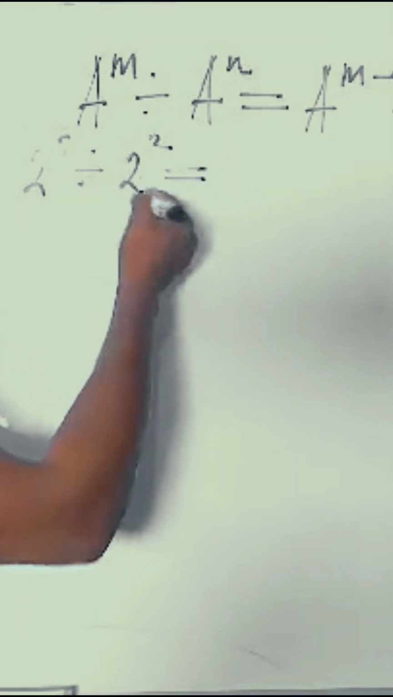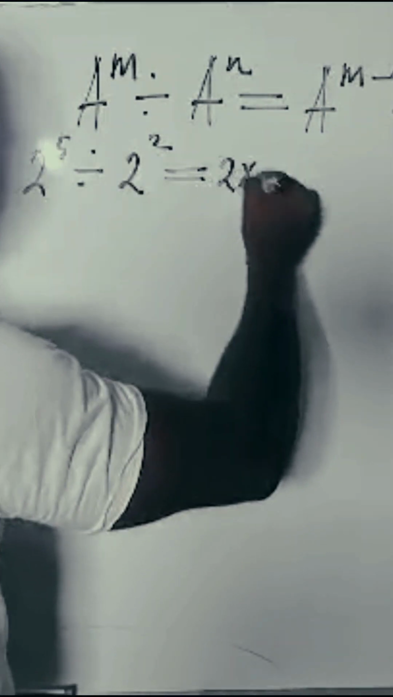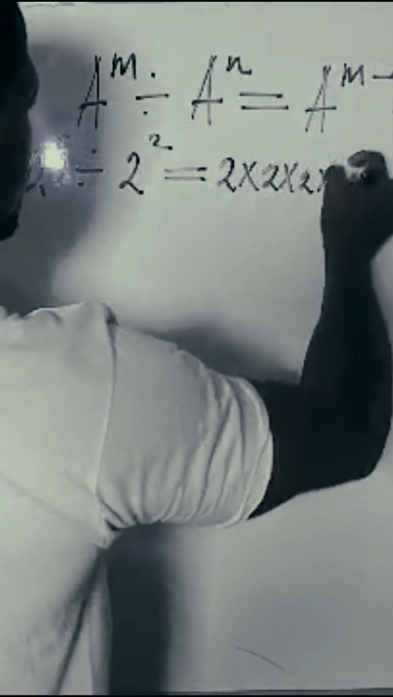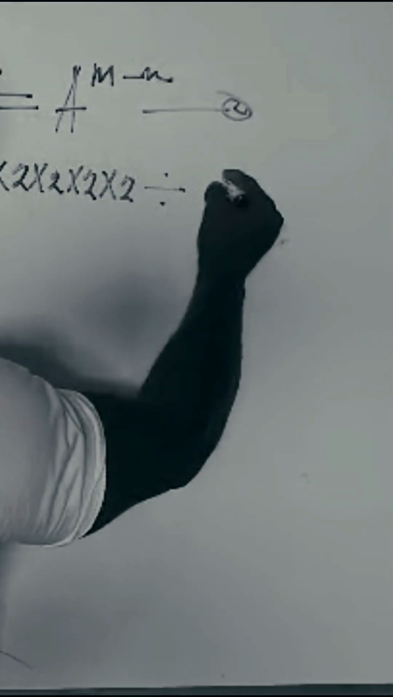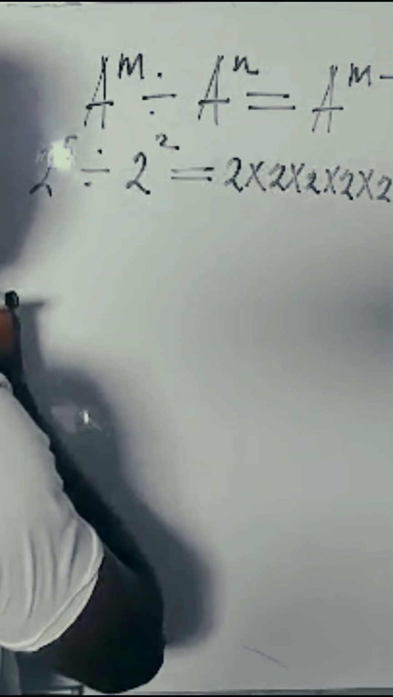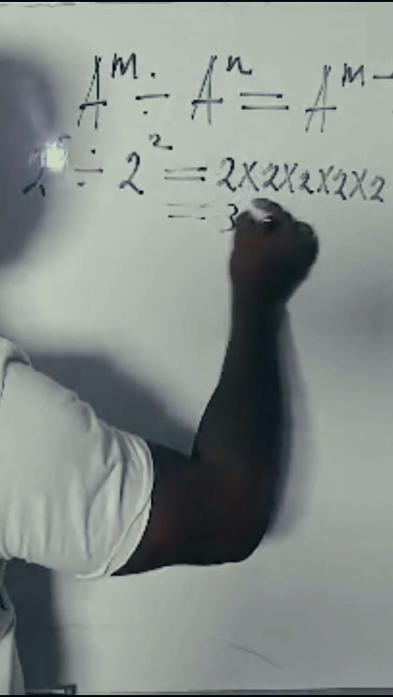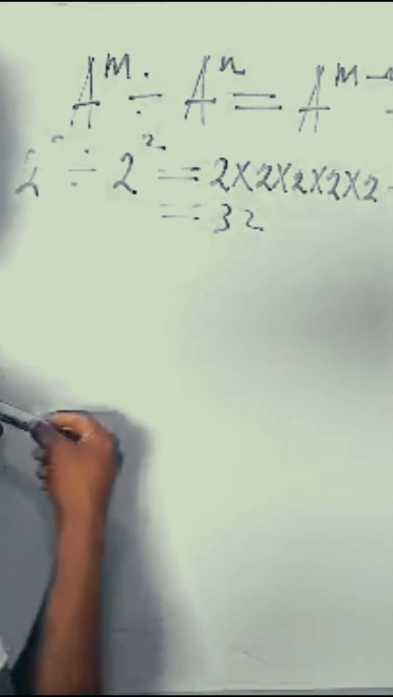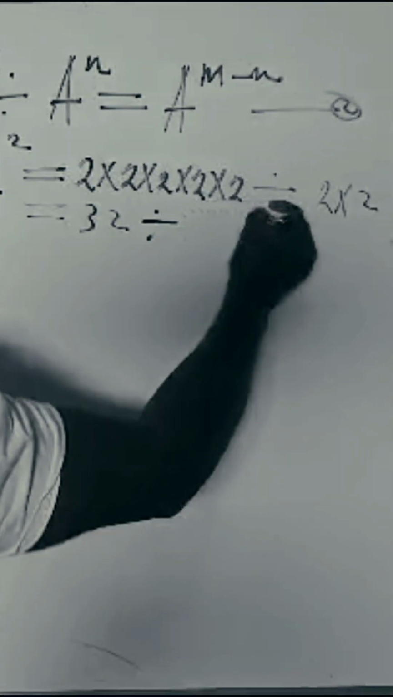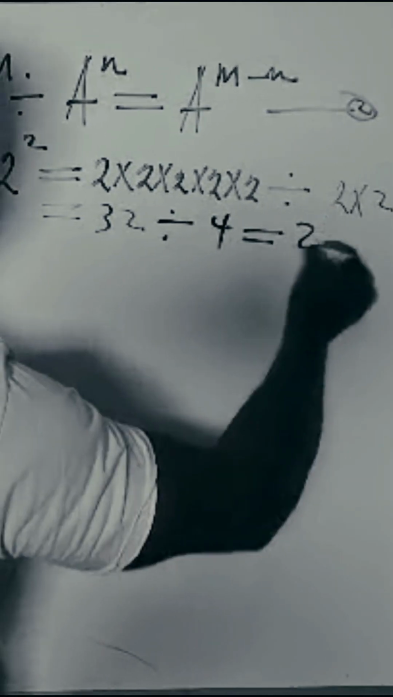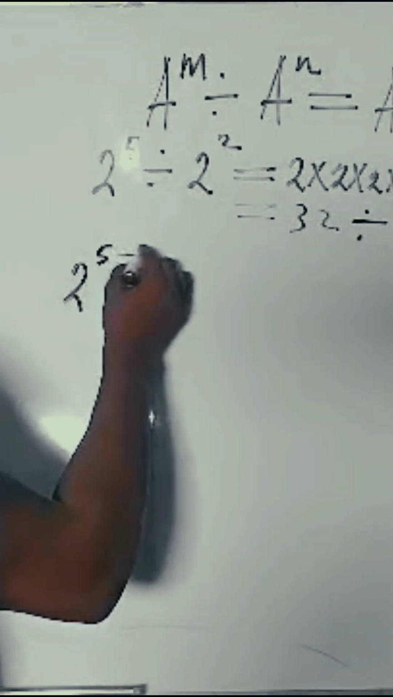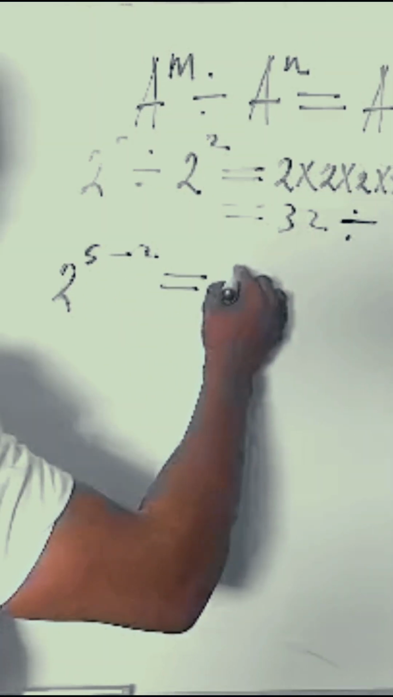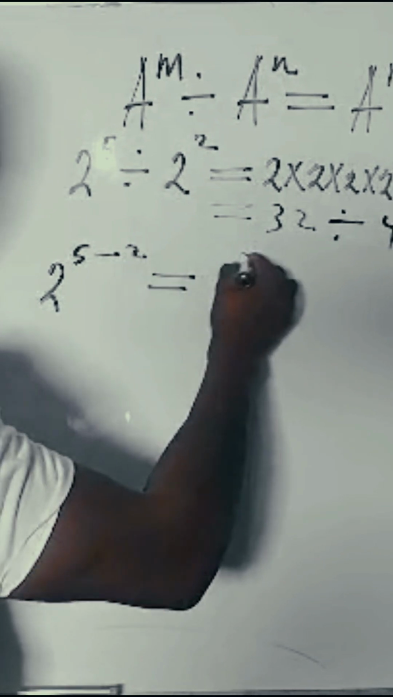This is as good as 2 raised to the power 5, which is 2 times 2 times 2 times 2 times 2, divided by 2 raised to the power 2, that is 2 times 2. 2 raised to the power 5 is equal to 32. Now divided by 2 times 2, that will give us 32 divided by 4, and that is equal to 8. This also could be written as 2 raised to the power 5 minus 2, which is 2 raised to the power 3.